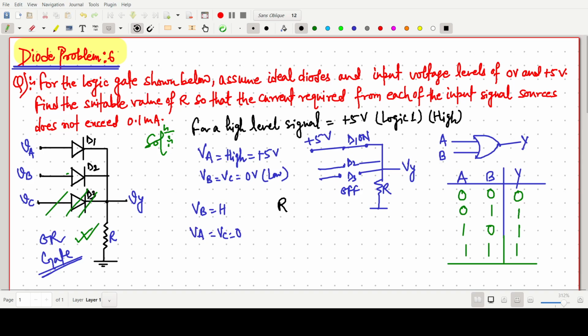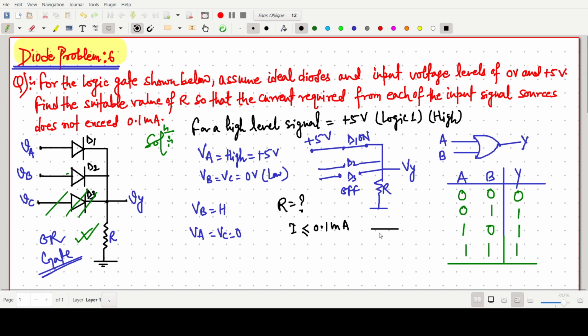Okay, we have to find the value of R in such a way that the current required from each of the input signal sources does not exceed 0.1 milliampere. So the I value does not exceed 0.1 milliampere current. Okay, so for what condition is it feasible?